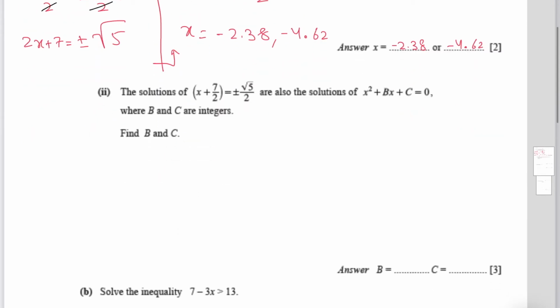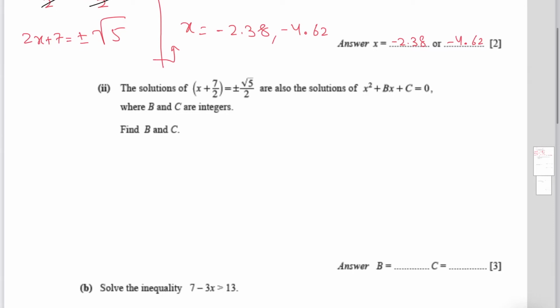The next part says the solutions of (x plus 7)/2 equal to plus minus under root 5 over 2 are also the solutions of x square plus bx plus c equal to 0, where b and c are integers. Find b and c. Now you notice this is a quadratic equation, and since they're saying the two equations would have the same solutions, what we need in the first equation is the square of the entire thing.